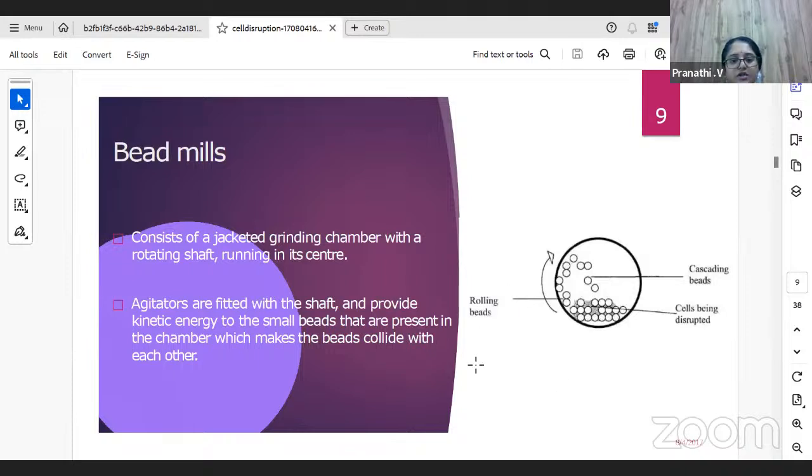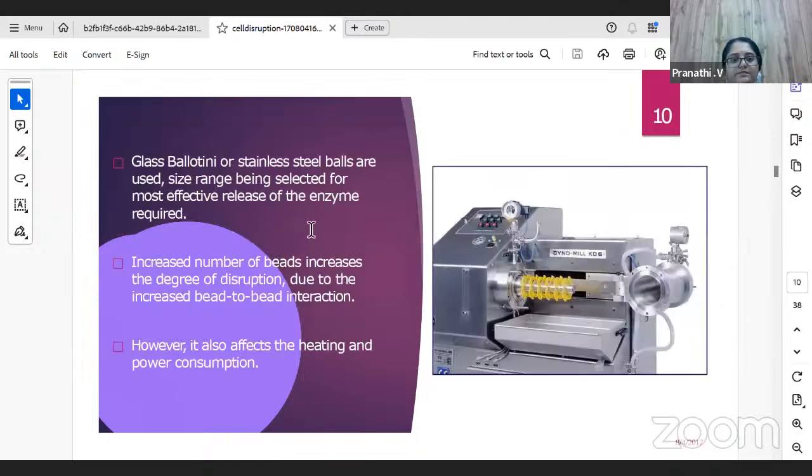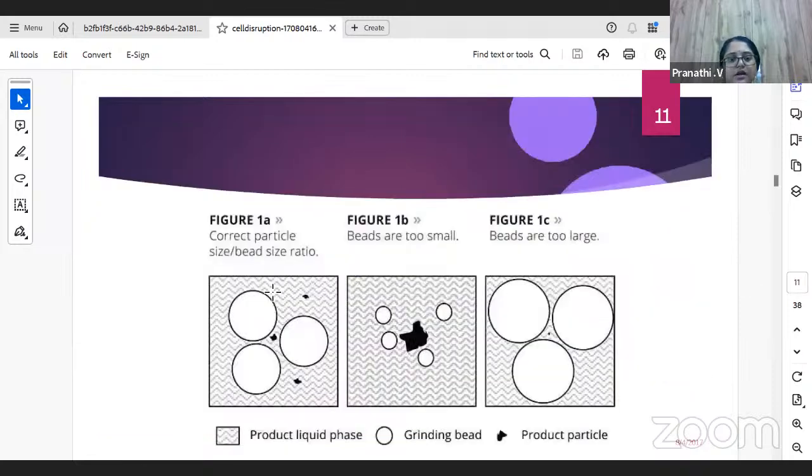You can use an agitator also. You have the agitator and then small beads, and then they collide with each other in the chamber. So you have the glass ballotini or stainless steel balls that are used, depending upon the different sizes. And then you can increase the speed if you want to increase the degree of disruption. Because of which bead-to-bead interaction increases and your disruption is much more effective. But heat and power are going to be consumed.